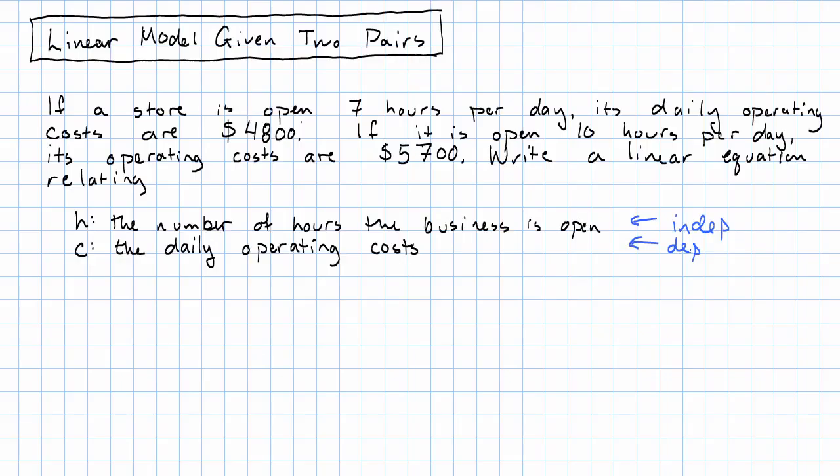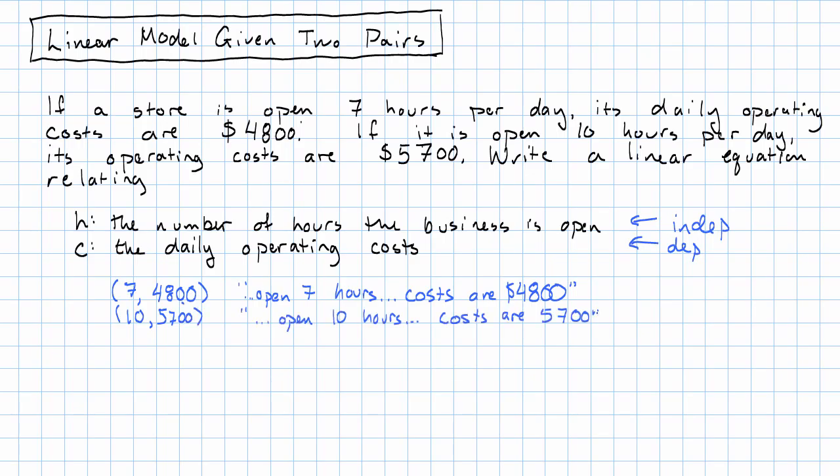what are we told in this problem? We're told that for 7 hours a day, the cost is $4,800. So when h is 7, c is $4,800. Right, this ordered pair is the information in that first sentence. We're also told that if we're open 10 hours a day, the cost is $5,700. So that ordered pair captures all the information in the second sentence.